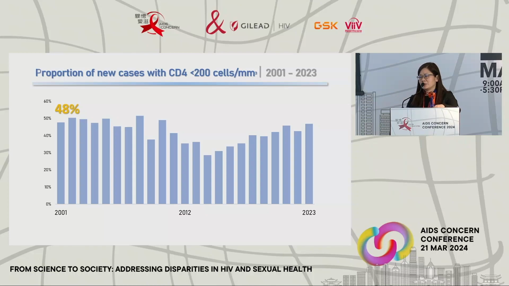It then improved until 2014, down to 28%. But unluckily, in the past few years it has been quite bad. It has reverted to around half of them. Half of the newly diagnosed HIV cases are actually late presenters.